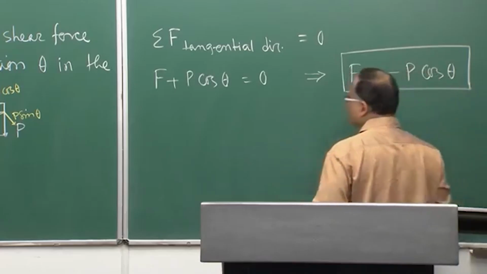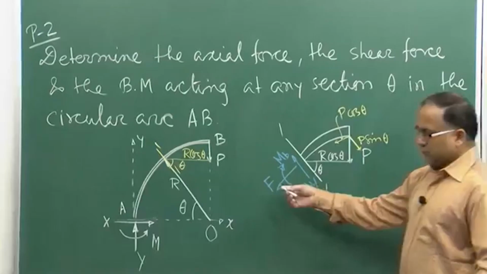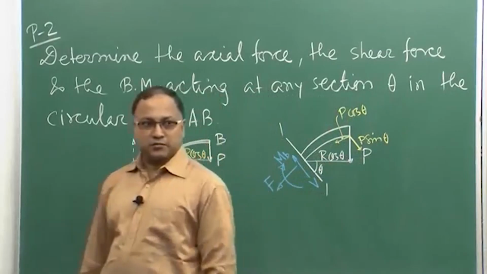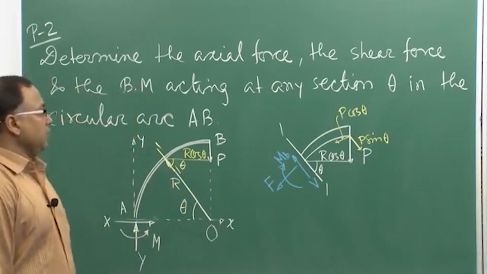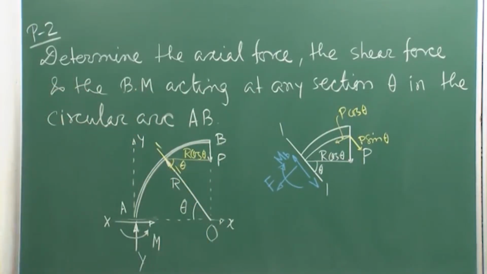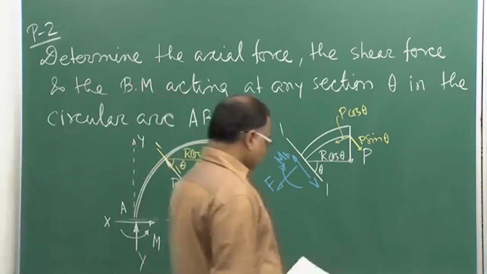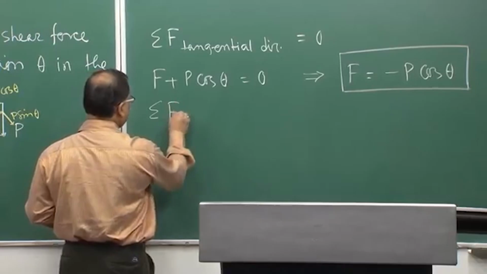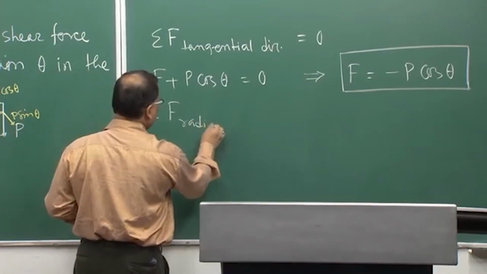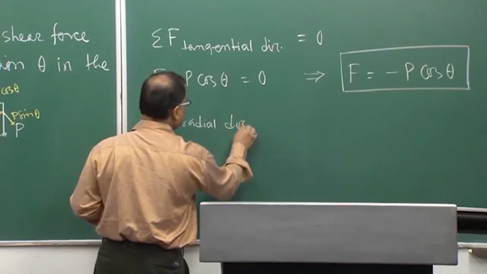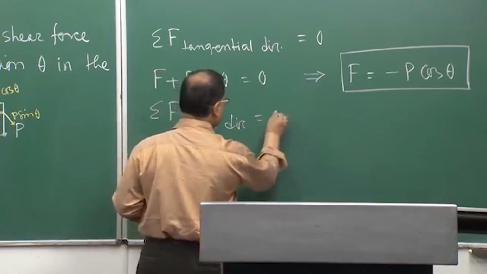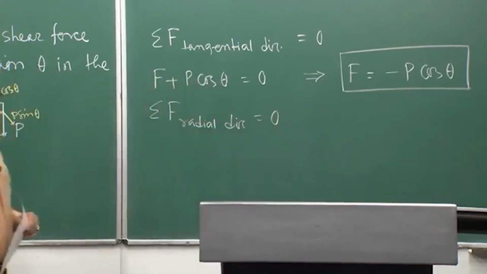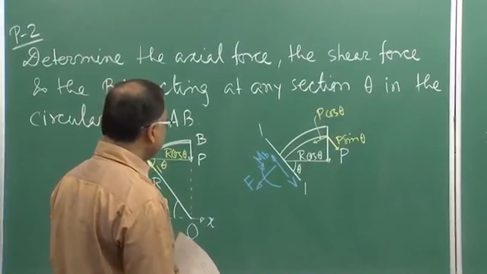Minus sign tells that whatever direction we considered for F is not correct. Then I am considering the summation of forces in the radial direction is 0. Summation of all the forces in radial direction is 0. So, now what are the forces acting in the radial direction?